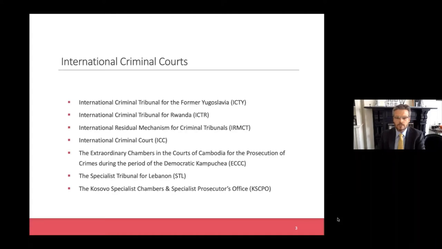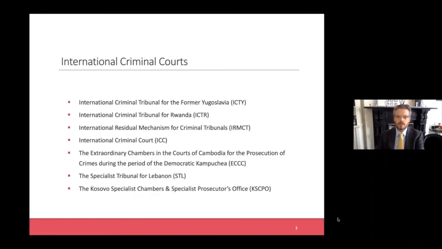Created in 1993, the ICTY operated until 2017, the ICTR between 1994 and 2015. Their mandate is continued today by the International Residual Mechanism for Criminal Tribunals, the IRMCT, which takes over the prosecution of remaining fugitives, conducting appeals and retrials, and enforcing sentences pronounced by the ICTY and the ICTR.